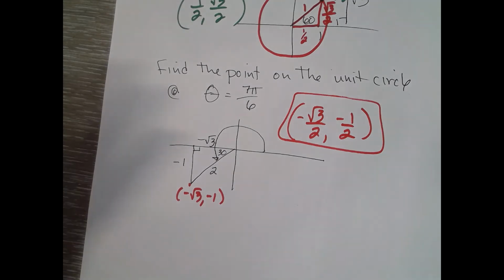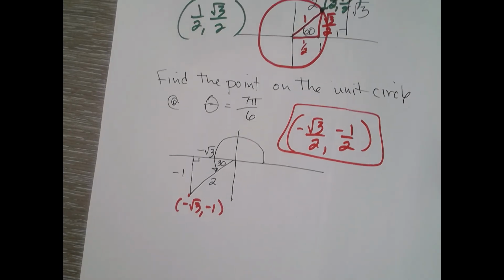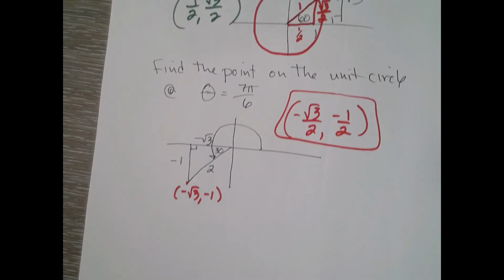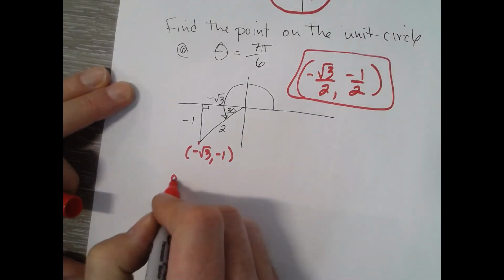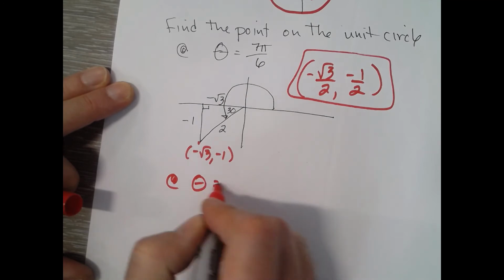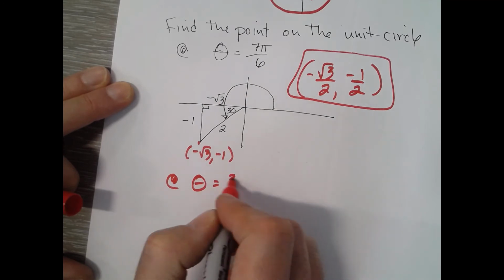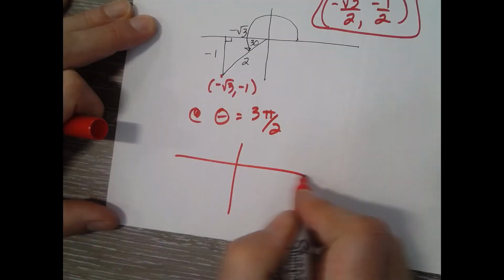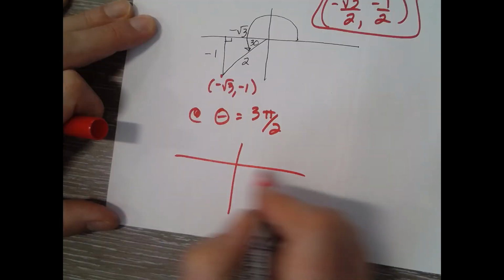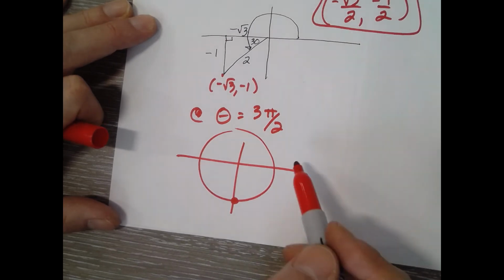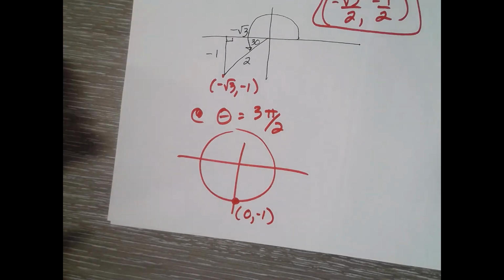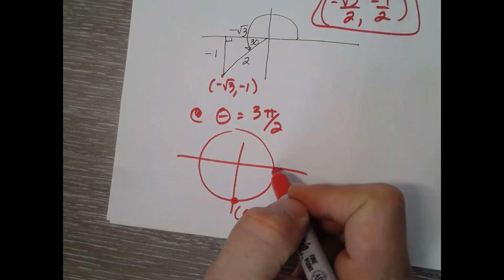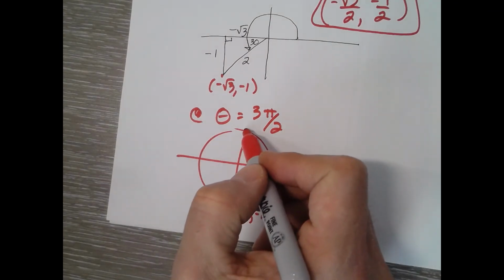Alright, so in both scenarios we were using 30, 60, 90 triangles. If we were asked to find a point on the unit circle, let's say at 3 pi over 2, that's really helpful, because on the unit circle 3 pi over 2 is 270 degrees. Our ordered pair is 0 comma negative 1. We don't have to do any more than that, because that is the unit circle. So at 0 it would be 1 comma 0. At pi over 2 it would be 0 comma 1, and so on.